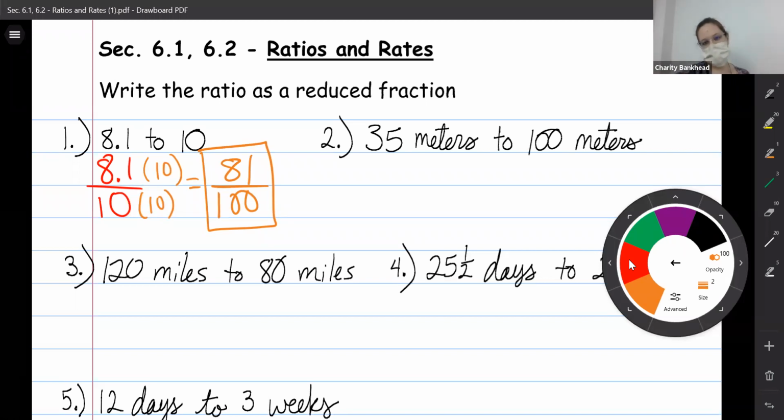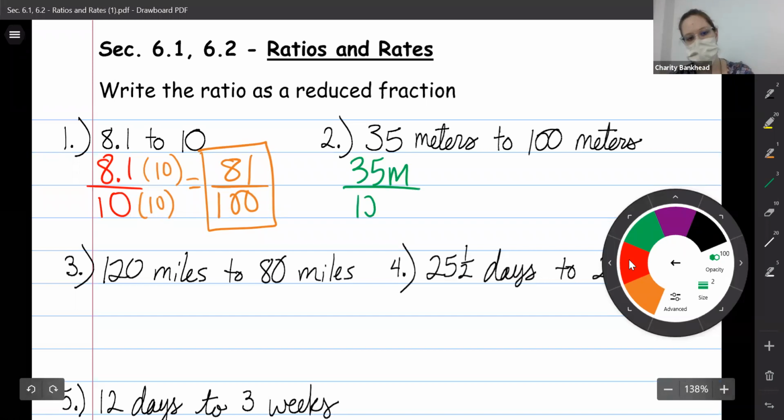Number 2 says 35 meters to 100 meters. So 35 meters over 100 meters. So we can just cancel out meters and then we can reduce the fraction, because 5 goes into 35 7 times and 5 goes into 100 20 times. So 7 over 20.